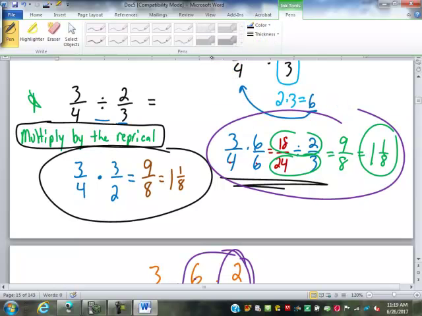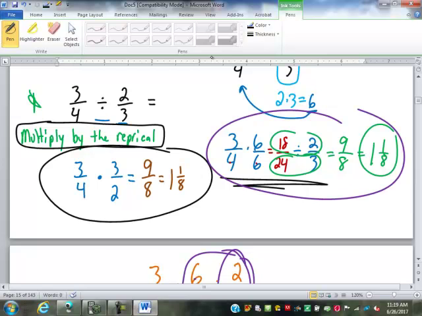But it works every time, so that's how we're going to do it. I just wanted you to see where that process of multiplying by the reciprocal comes from.